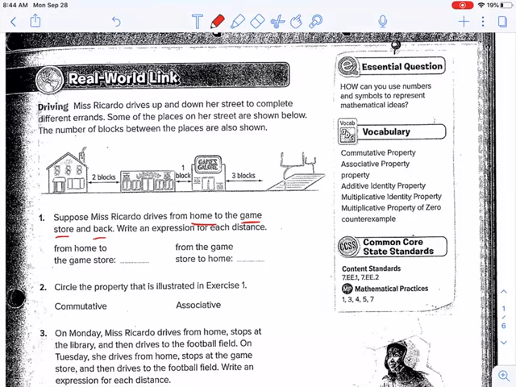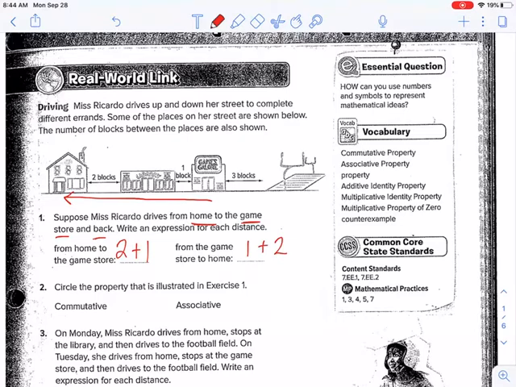All right, so let's start with home to the game store. So you can see home is on the left. She has to go 2 blocks to the library and then 1 more to the game store. So that's 2 plus 1. And then she wants to go from the game store home. So she's going to start at the game store. She's got to go 1 block to the library and then 2 more blocks home. So that's 1 plus 2.